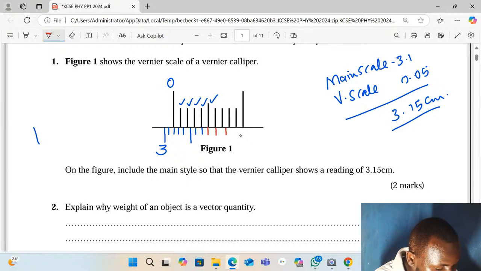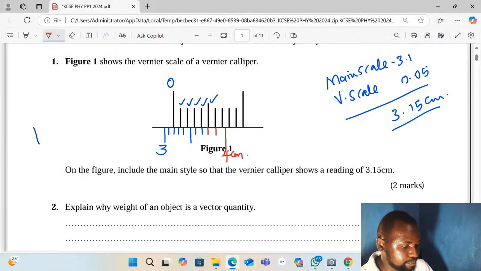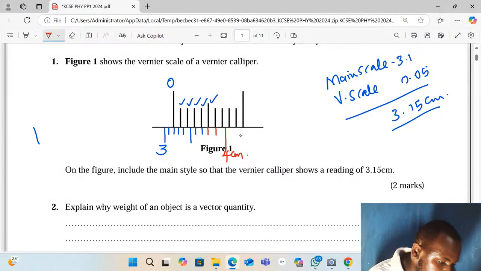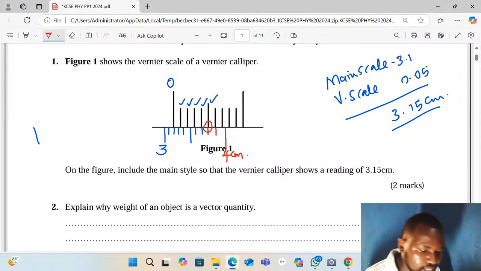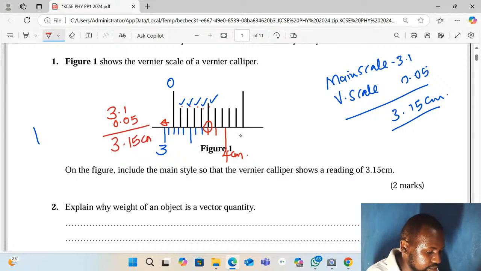Then my 4th centimeter is at that point. Then because of this coincidence, now you can read it as 3.1 on the main scale. Then from the vernier scale, 1, 2, 3, 4, 5. Then we have 5 times the least count, that is 0.01. Therefore, we arrive at 0.05. Then this becomes 3.15 centimeters.